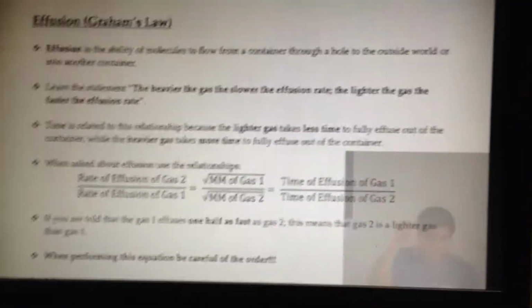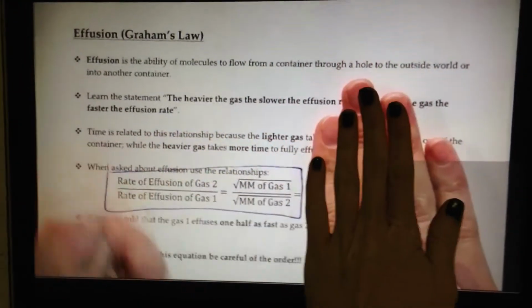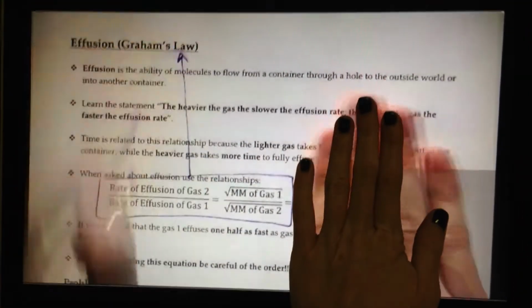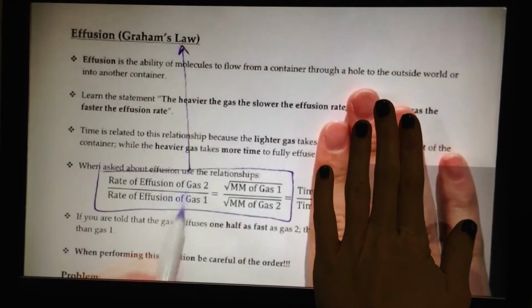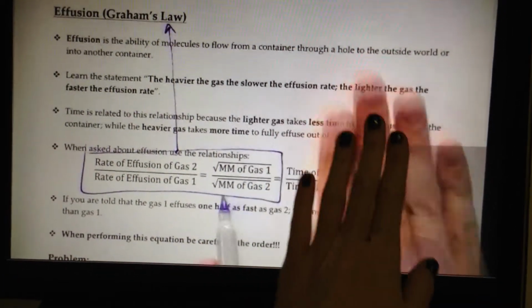But this is, everybody look up real fast. This is Graham's law right here. All right? So if somebody asks you about Graham's law, it's just rate of 2 over rate of 1 equals the square root of gas 1 over the square root of gas 2.